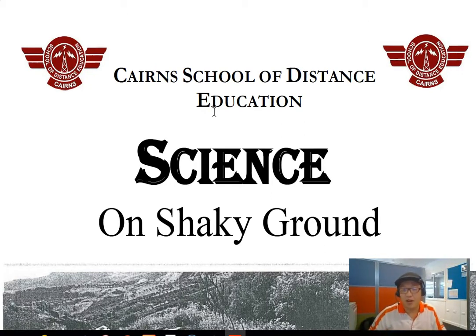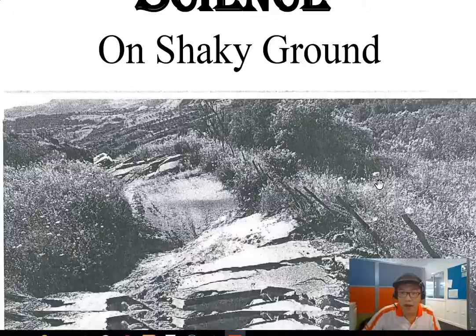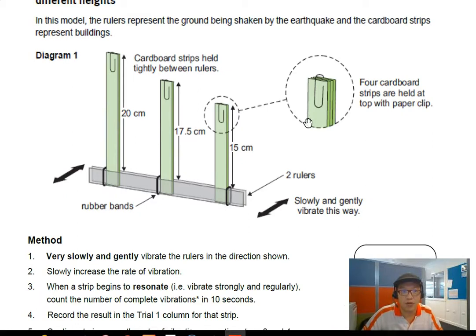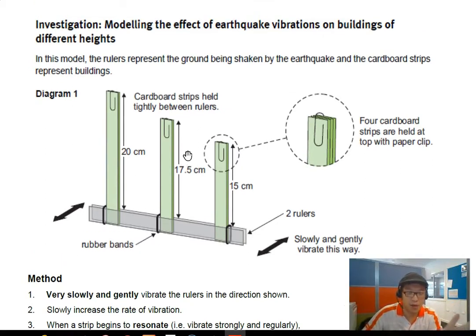Okay, so today's lesson I want to talk about the Year 9 Unit 4 assessment, Part A. So the assessment is on shaky ground. If you have a look at Part A, what they ask you to do is construct 3 buildings by using paper. The three buildings have different heights. The tallest one is 20 centimeters, the median is 17.5, and the smaller one is 15.